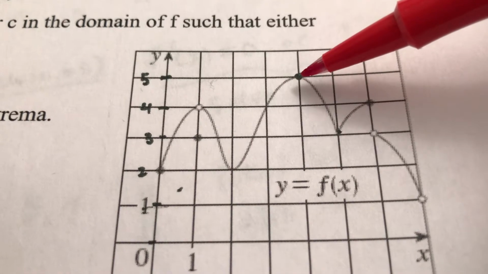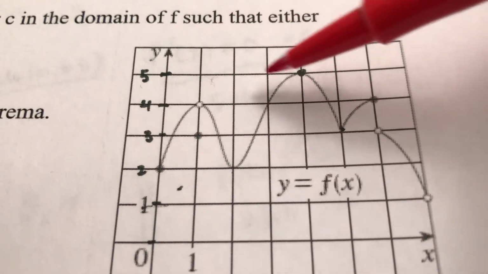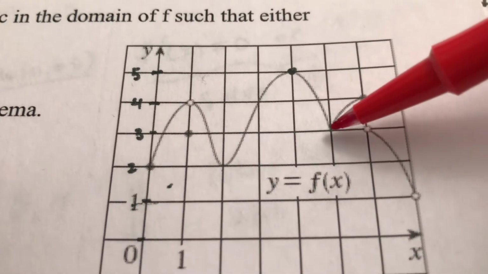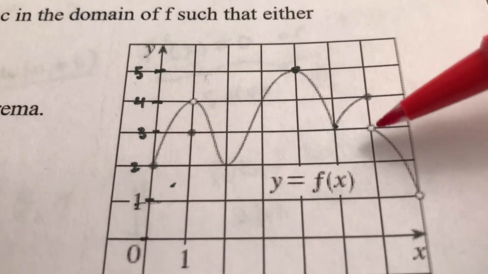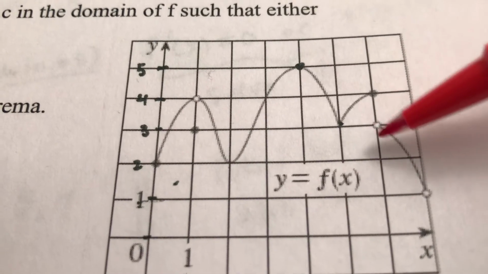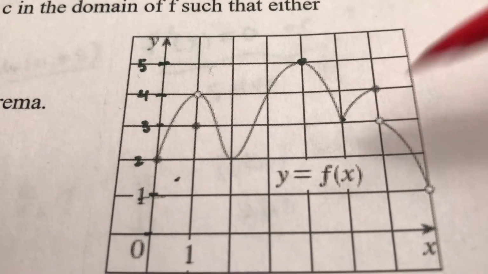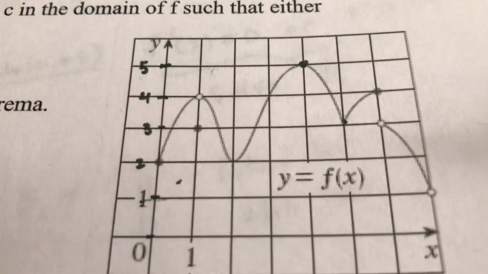So we would say that we have a local maximum of 5. And then down here is a local min. Here is a local maximum of 4. This would have been a local maximum had that point existed, but because there's a hole, it's undefined.